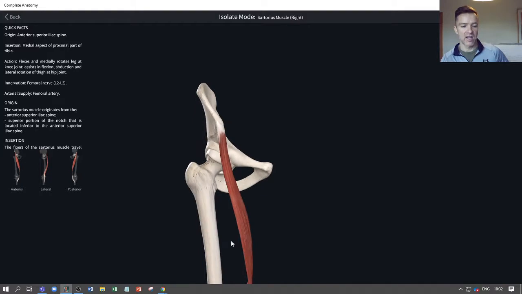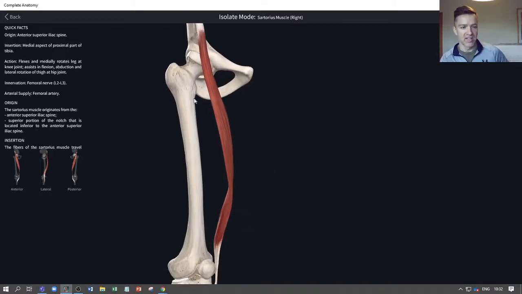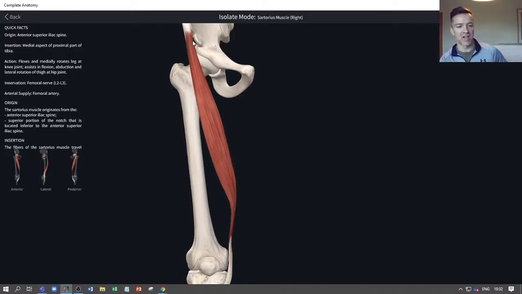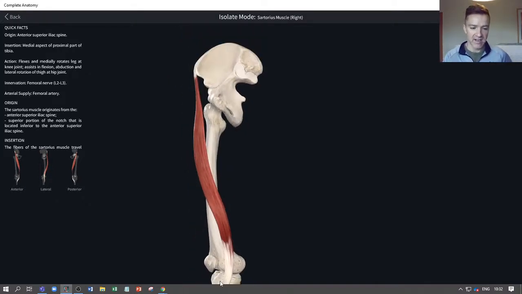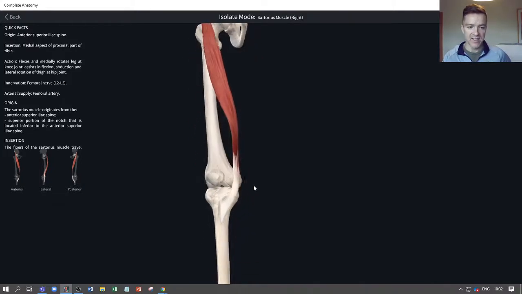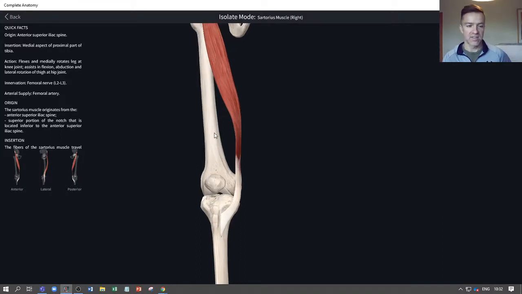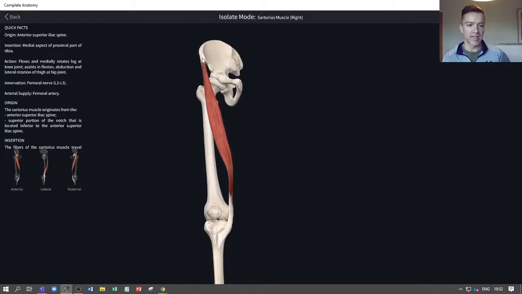Then it's a long kind of strap of a muscle that runs across the hip joint. It runs down the anterior surface of the thigh, crosses medially, and then it runs down the inside of the knee joint, crosses the knee joint as well, and inserts onto the tibia. So it's this big muscle here running from the anterior superior iliac spine all the way across the hip joint, the full length of your femur, crosses your knee joint and inserts onto your tibia.